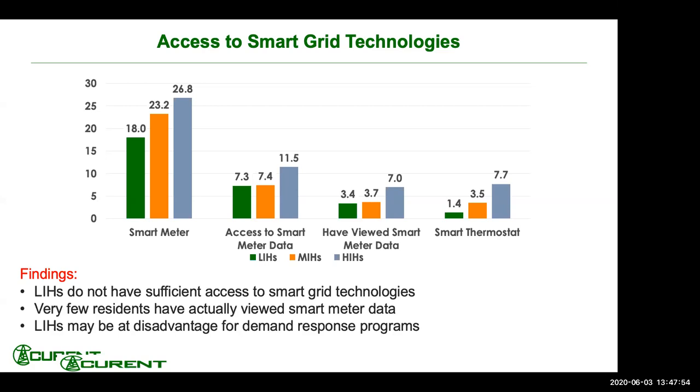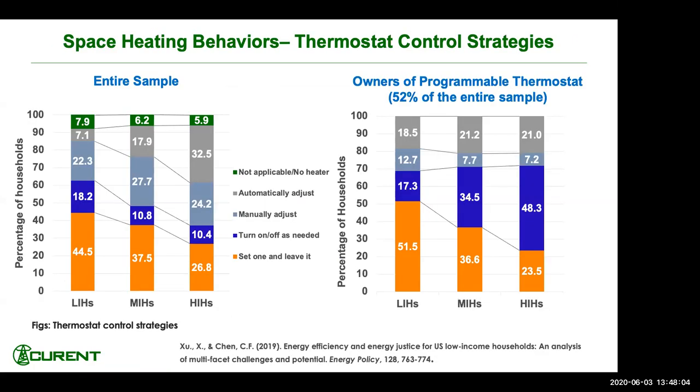Any questions so far? I'm curious, what did you set the bar? What did you set the boundaries for low income, middle income, and high income?